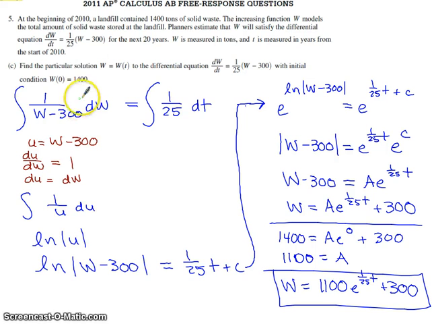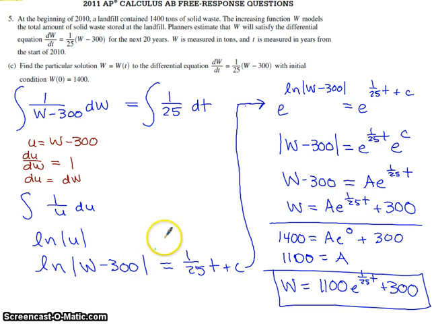So I separated my variables by dividing each side by this set of parentheses, multiplying each side by dt. Technically, I had to do a u substitution here. I let u equal that function in the denominator. Now du dw ended up being 1, so du equaled dw, and I ended up with a pretty simple antiderivative, just the natural log of the absolute value of u. And then when I back substituted w minus 300 in place of this u, I ended up with this expression here.